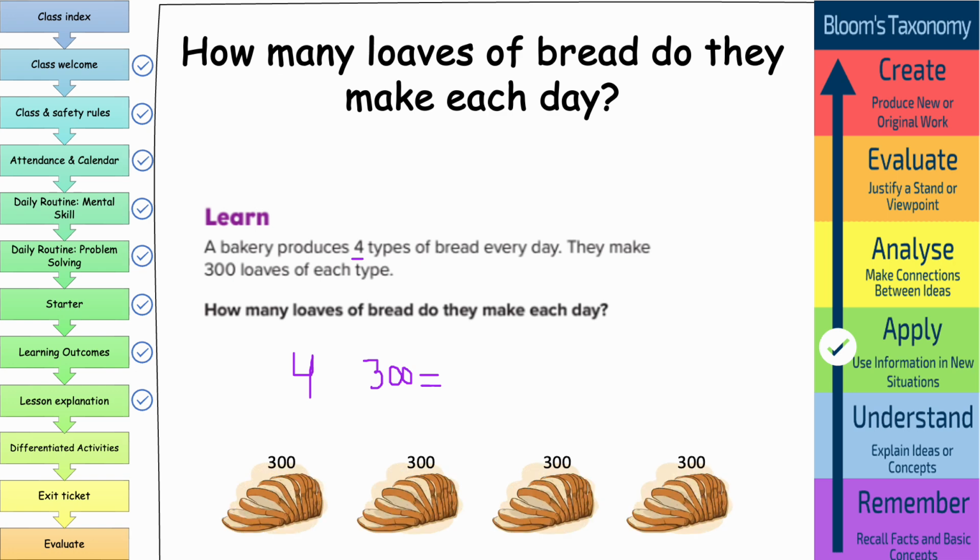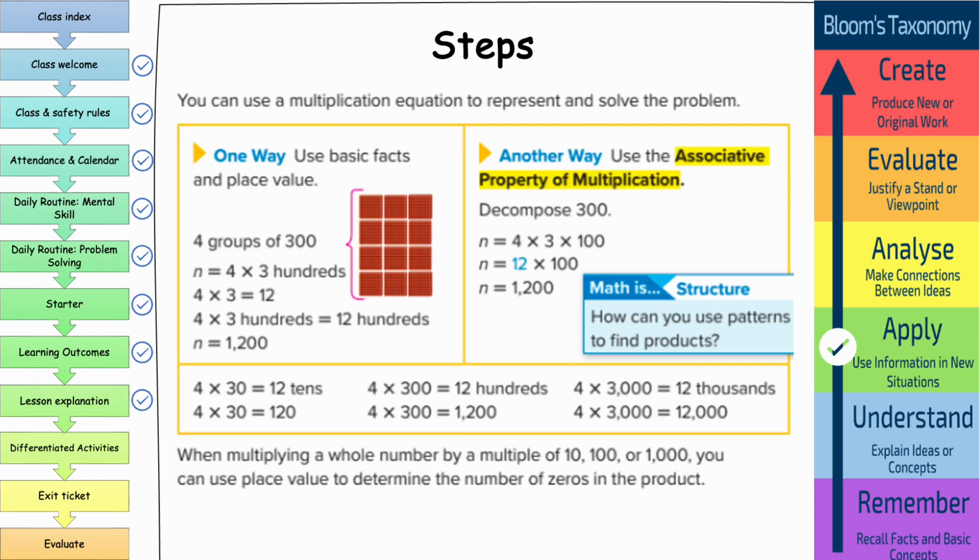Imagine that these are the 4 types of bread. So this is type 1, this is type 2, this is type 3 and this is type 4. So what I'm going to do is that I will multiply to find the total. Now let's figure out how can we find the total of 4 times 300. Okay, so we can use a multiplication equation to solve this problem. So the first way that we will use the basic facts. So 4 groups of 300s, it means 4 times 300.